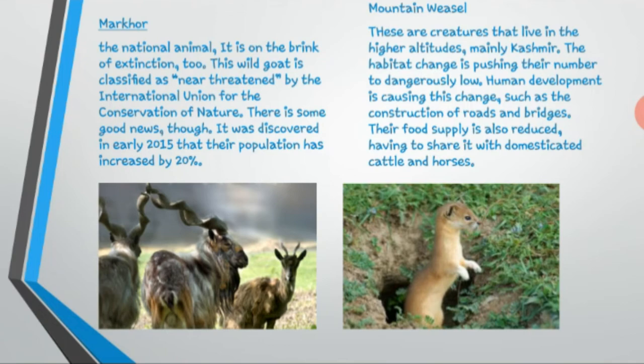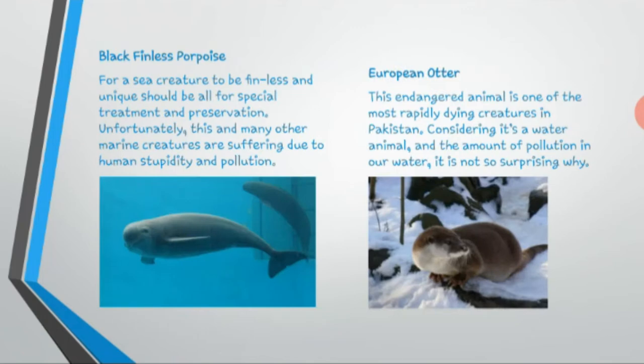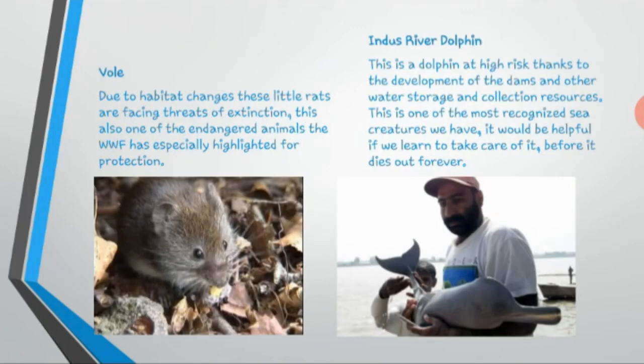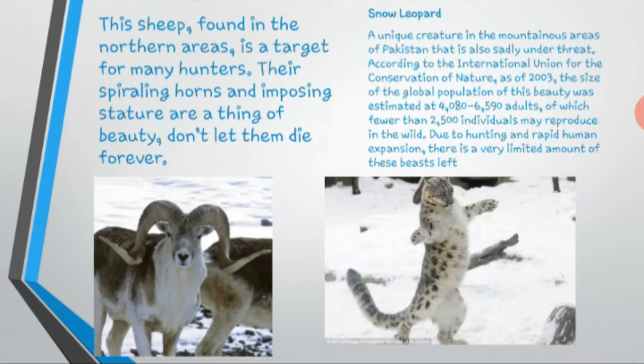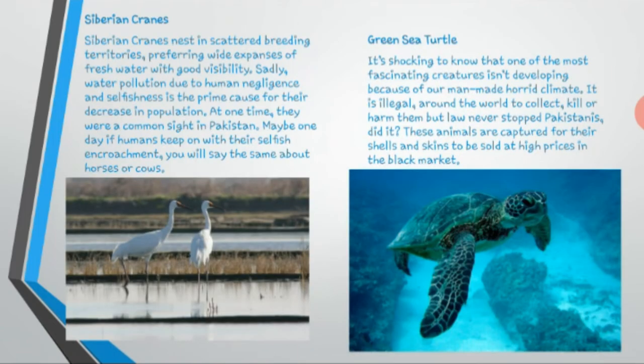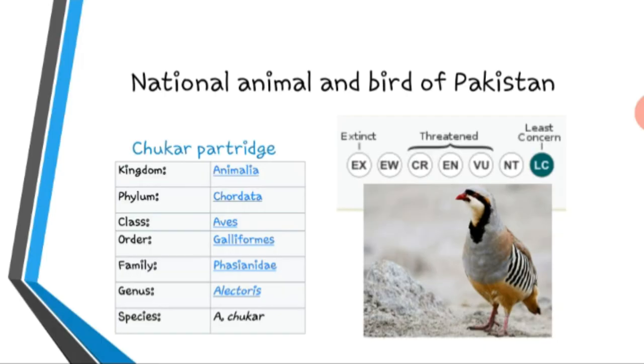Markhor, mountain weasel, Asian black bear, Balochistan forest mouse, black finless porpoise, European otter, vole, Indus River dolphin because of the pollution, banded eagle ray, tuna, sheep, snow leopard, Siberian cranes, green sea turtle. WWF had a campaign out of it, green sea turtle, and vultures.